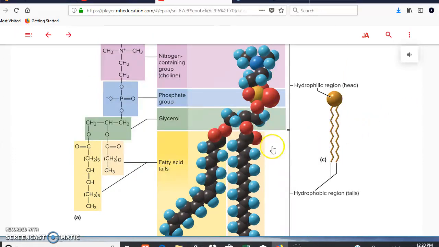As you can see right here, you have a triglyceride. In a triglyceride, we said we have glycerol plus 3 fatty acids. But in this case, you have only 2 fatty acids. Why? Because the third fatty acid, the bond that was here, was broken in order to connect it with this phosphate.